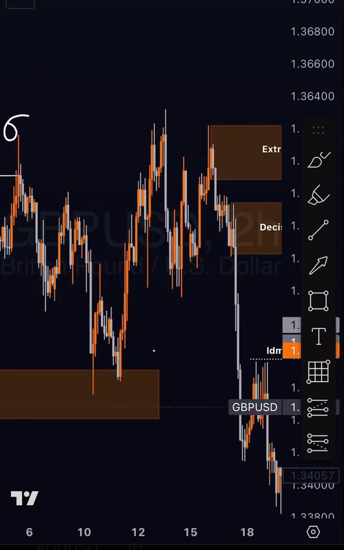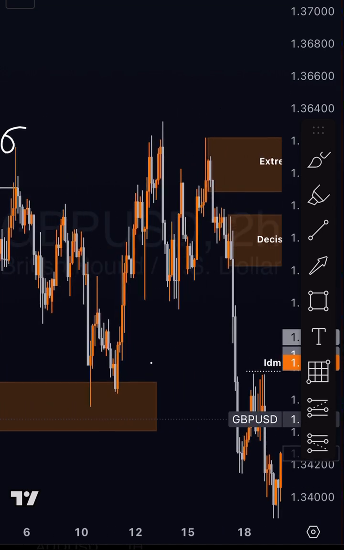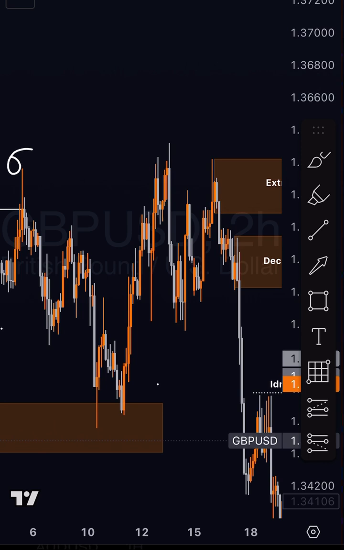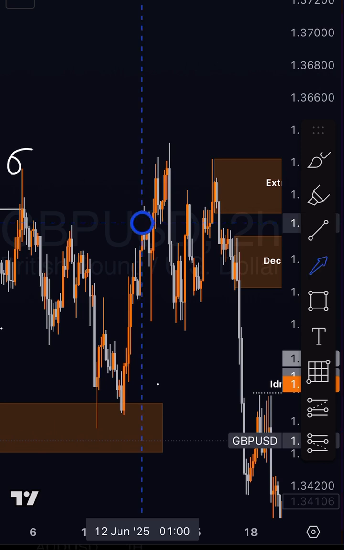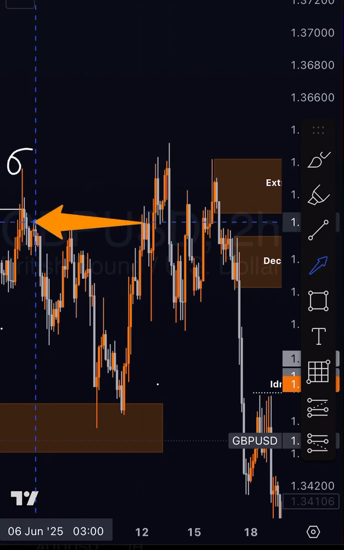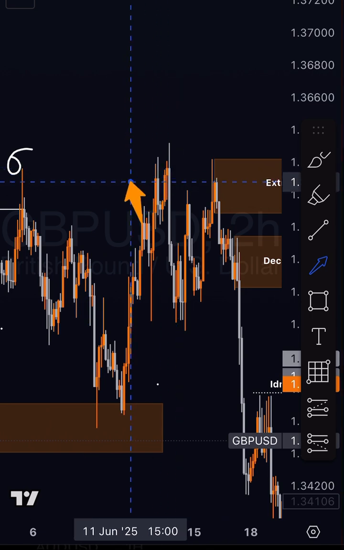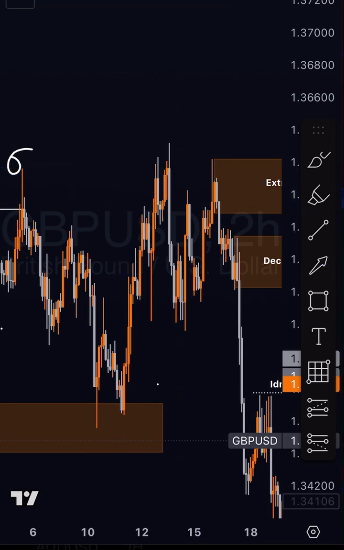On to the next, guys. So you see, now here there was a liquidity sweep over here. Here there was no breaker structure, just some liquidity sweep, right? Now what did price do, right?